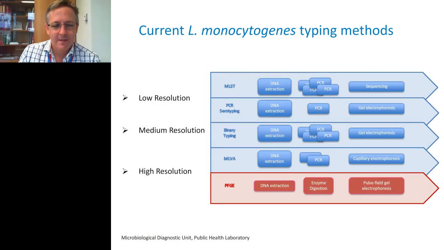In the public health laboratories in Australia and internationally, there's a range of different typing tools used for Listeria. In some laboratories, up to 4, 5 or 6 different typing methods are used, and this is summarising some of those methods. It might be multi-locus sequence typing, PCR binary typing, MLVA, and then PFGE is the most definitive typing method. When you think about it, that's a huge number of different methods and quite a lot of labour to perform them.